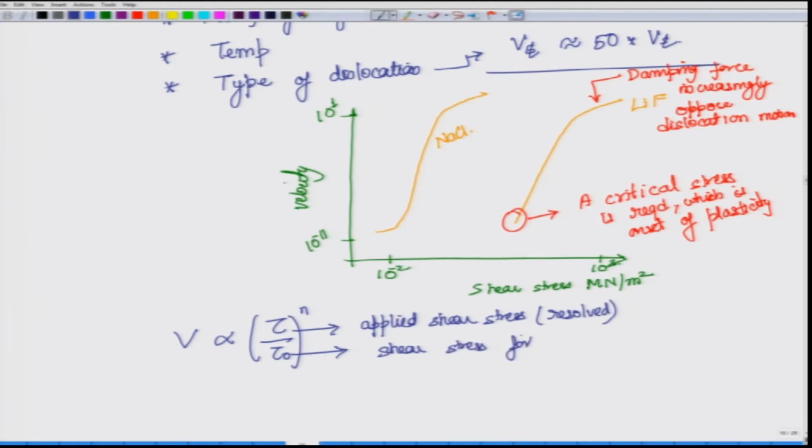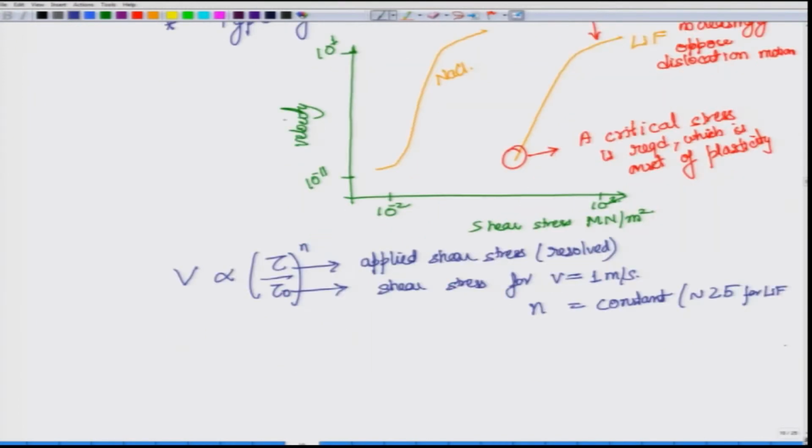So, this is a relative quantity: shear stress for velocity equal to 1 meter per second, and n is a constant. For some of the materials for which it has been studied, n is approximately equal to 25 for lithium fluoride. So, that is how the shear stress influences velocity.